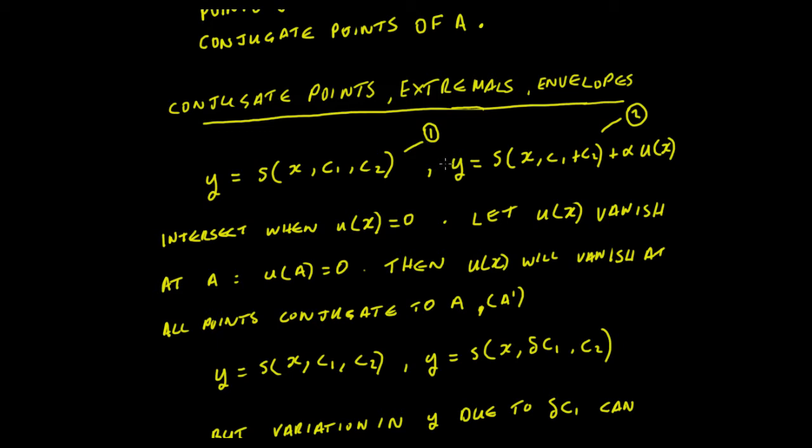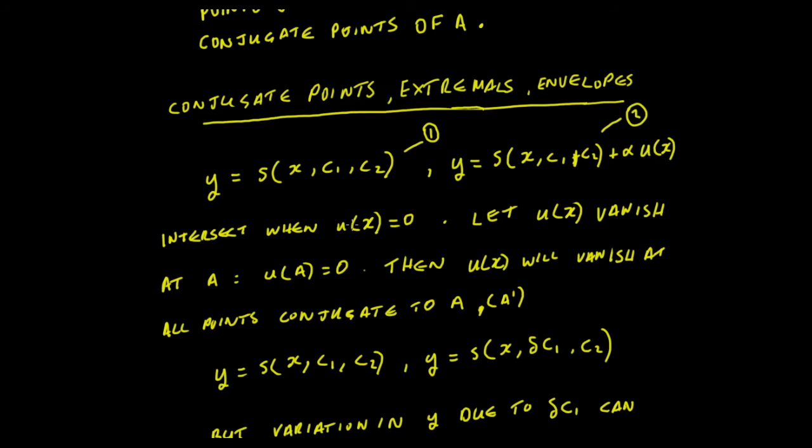Now let's imagine we took another extremal which is close by to this one, so that's another solution close by. That solution is going to be S of x, C1, C2, and then we add on this little variation, alpha u of x, where u of x is a solution to that accessory equation. Then we can see that these two extremals are going to intersect, in fact they're going to be equal, whenever u of x equals 0.